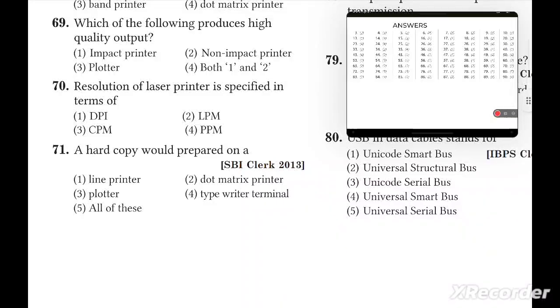Next, resolution of a laser printer is specified in terms of: first, DPI. Second, LPM. Third, CPM. Fourth, PPM. The correct answer is first, DPI.